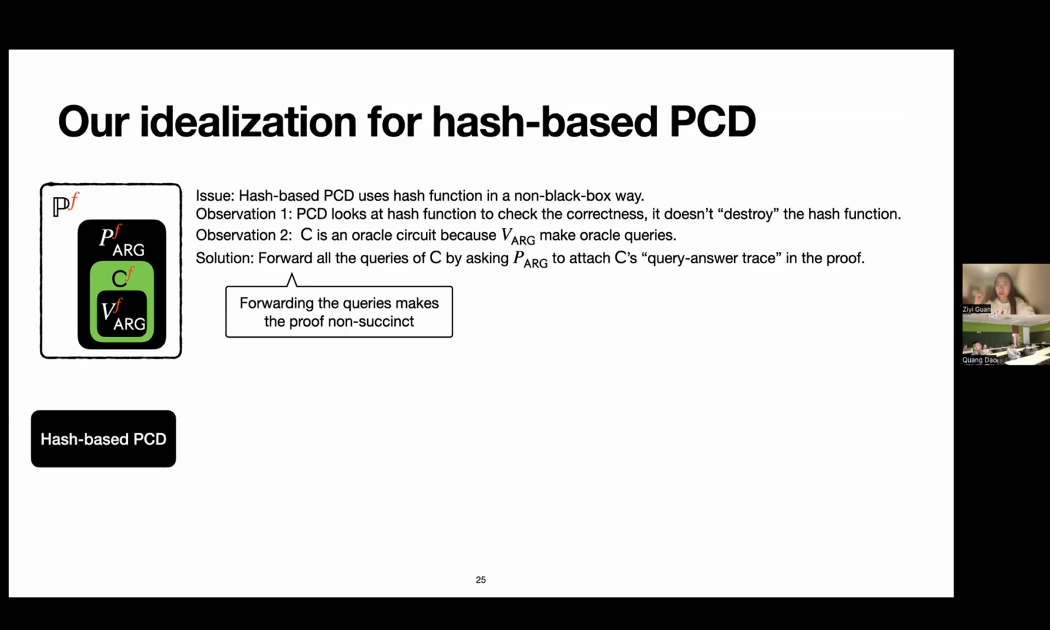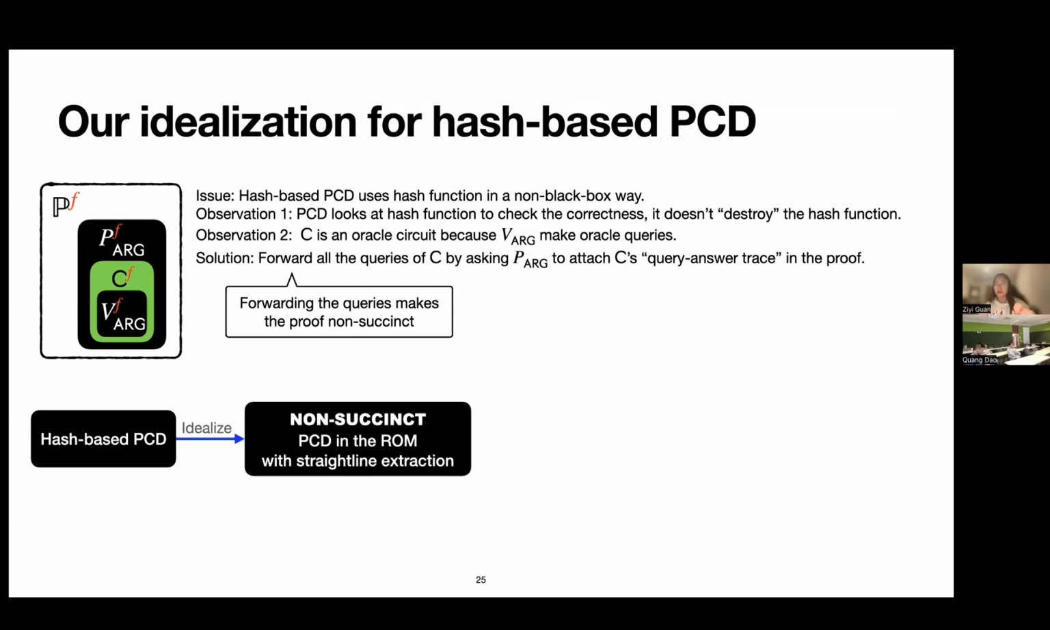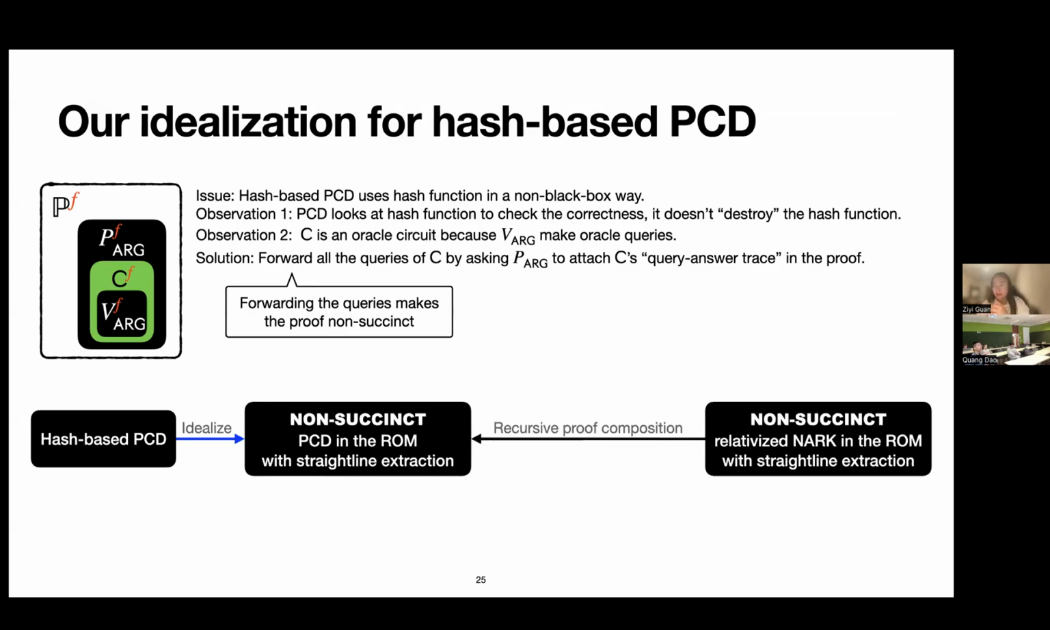So if we consider this new idealization, we can take hash-based PCD and idealize it to some non-succinct PCD in the ROM, but with straight-line extraction, which can be obtained from some non-succinct relativized SNARK in the ROM by recursive composition. In this case, our theorem applies. And since everything is in the ROM, we don't even pay for the prover size blow-up, because in the ROM, the knowledge soundness does not depend on the size of the prover. It only depends on the query bound of the prover. So we're happy we are able to use our theorem.